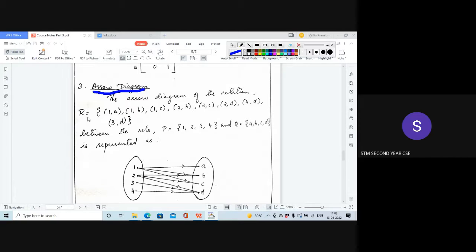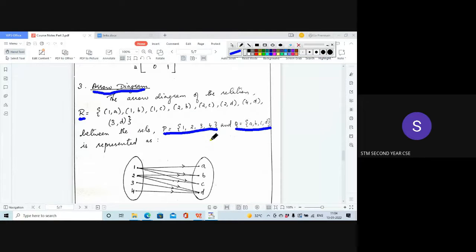So here we have a relation R, and we are not giving the original set and all. We just want to represent this relation as a graph. So in the relation R, we have the following ordered pairs, and to represent these ordered pairs graphically, the set P is equal to {1, 2, 3, 4}, and Q is equal to {A, B, C, D}. So the first element of each ordered pair belongs to P, and the second belongs to Q.